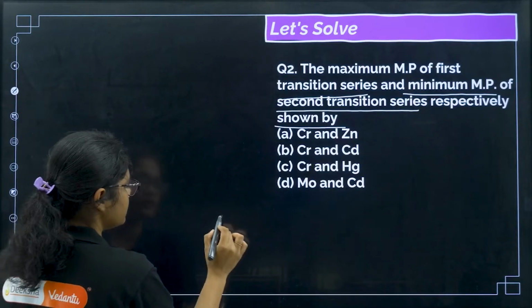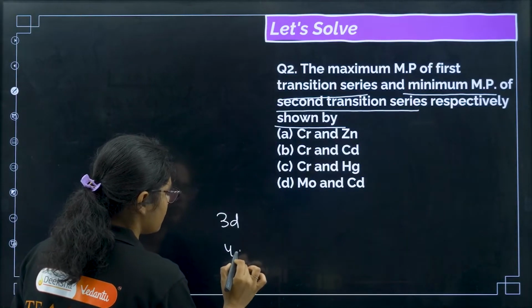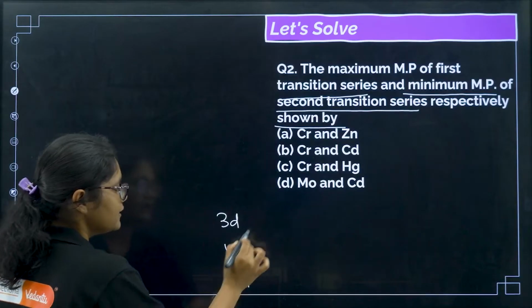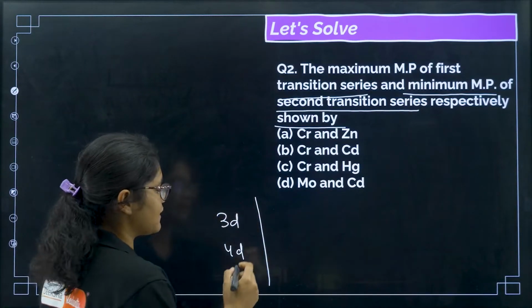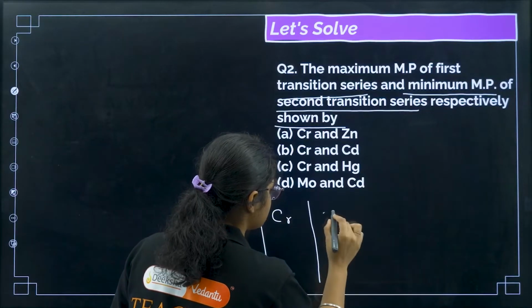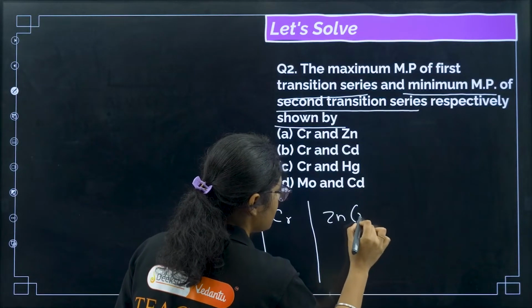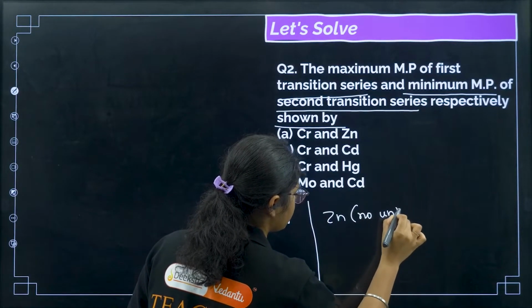So if you see, third transition series is 3D, 4D and 5D, right? So 3D, the maximum, the D4 chromium was having maximum, and the last one, zinc, will have minimum. Why? Because of no unpaired electron here, right?